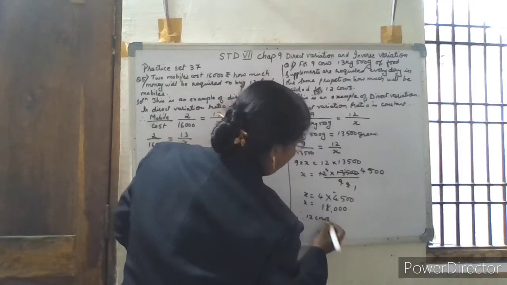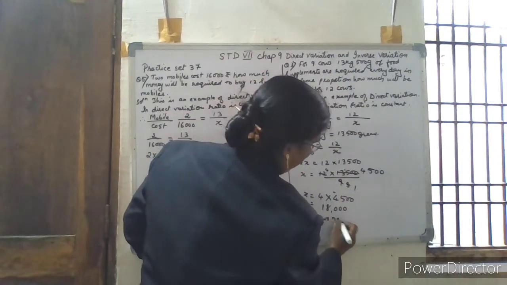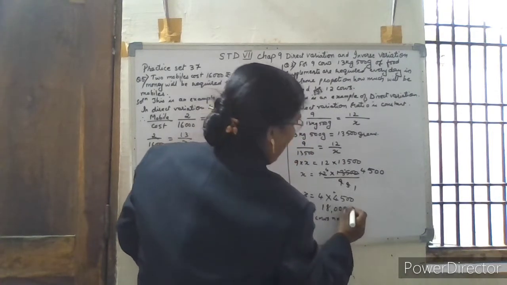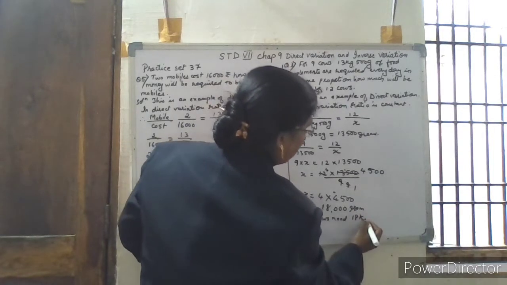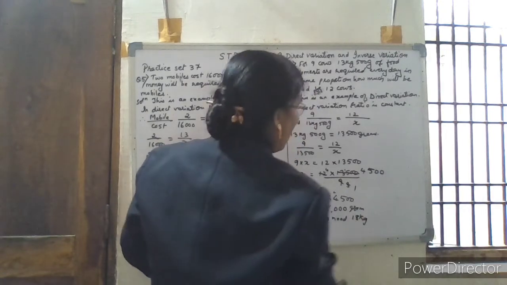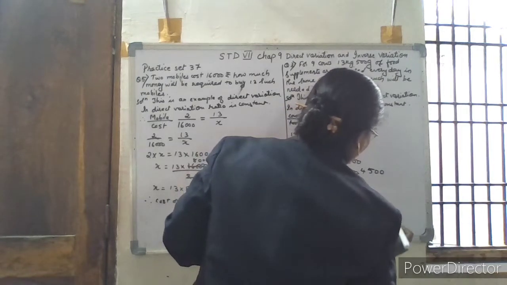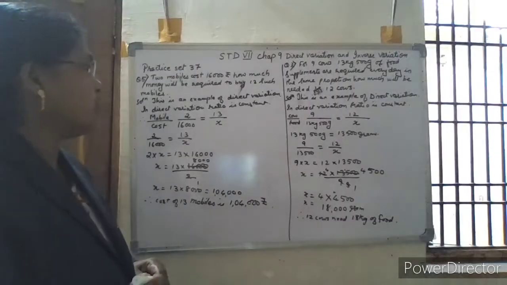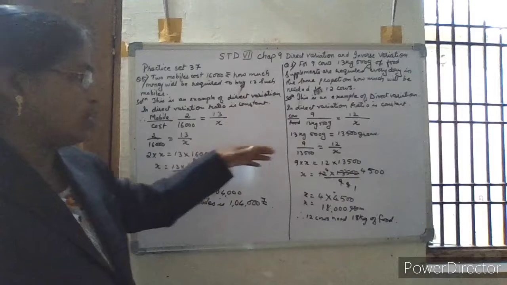Therefore 12 cows need 18,000 grams, so 18 kg of food is needed for 12 cows. So in this way we use the property of direct variation and solve the sums.